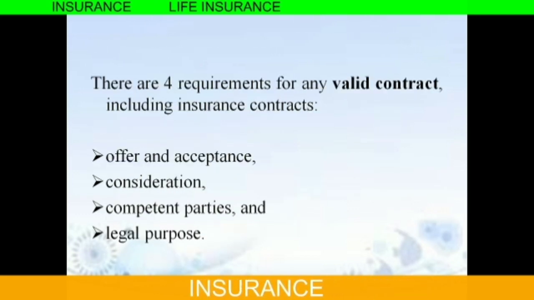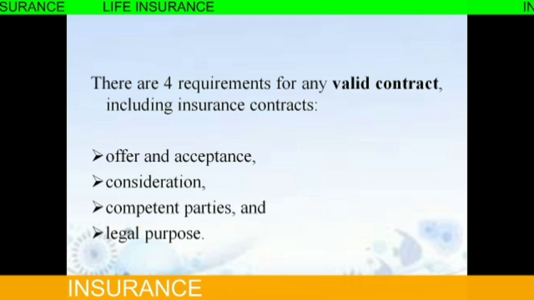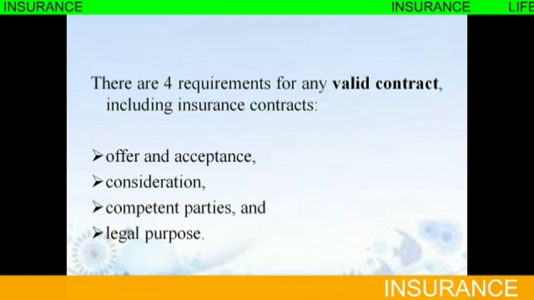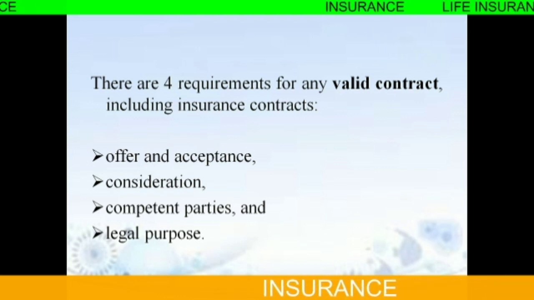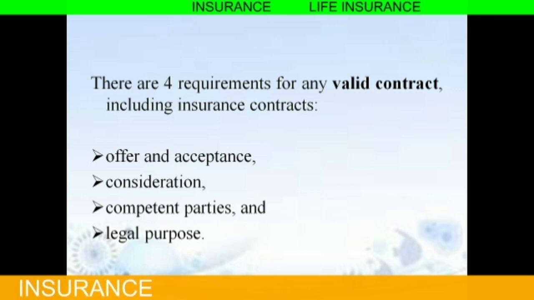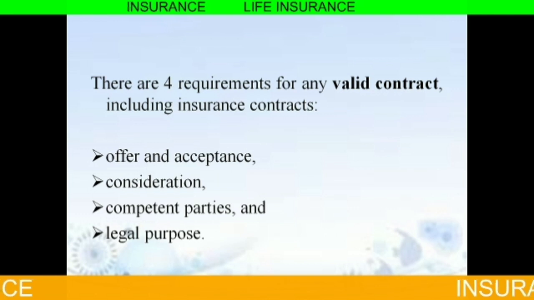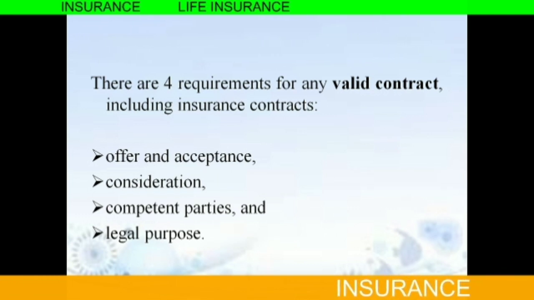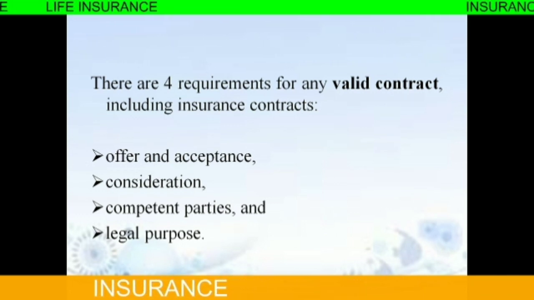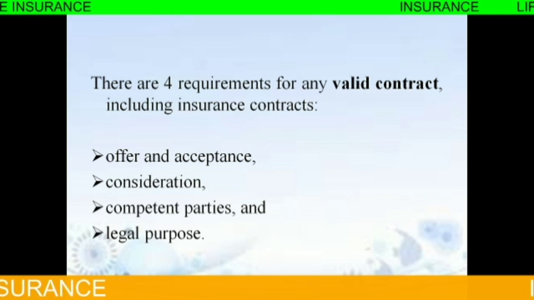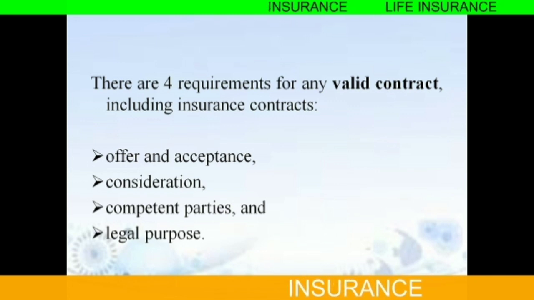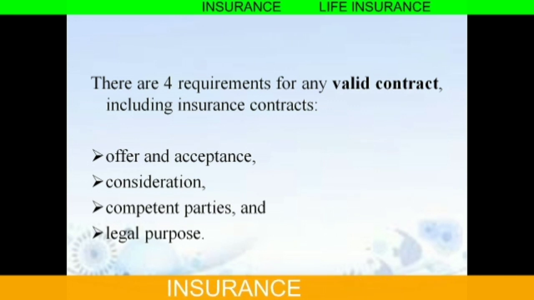And in addition to that, there are certain requirements for a valid contract as per the Contract Act. The first one is that there should be an offer and acceptance between the two parties. So there will be an offer from the part of the insurance company, and the offer is accepted by the policy holder, or the person who is going to take the insurance policy. For accepting that, he has to pay a certain amount as consideration. That is the second thing.